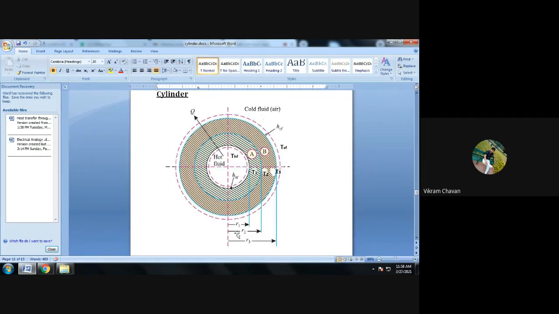Getting everyone? Show appropriate radius, and we have to show the direction of heat transfer. Heat is flowing only in one dimension, so we have to consider one dimensional heat transfer. Heat is flowing in a radial direction. Radial direction means what? From the center of the cylinder, or from the center axis of the cylinder, towards the surface of the cylinder. So this direction of heat flow will be considered as radial heat transfer. Draw a freehand sketch.